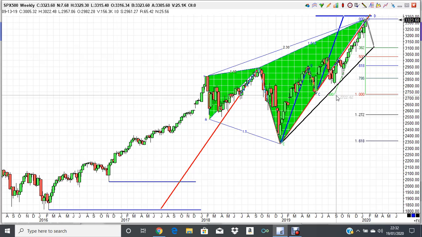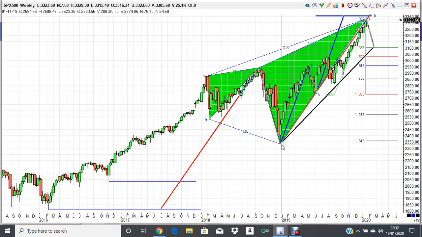This is a chart of the S&P 500. As you can see, it's grinding its way higher. There were a couple of patterns here that we've been looking at, but they've long failed. The butterfly, that leg is still a butterfly, but that leg's absolutely extended too far.